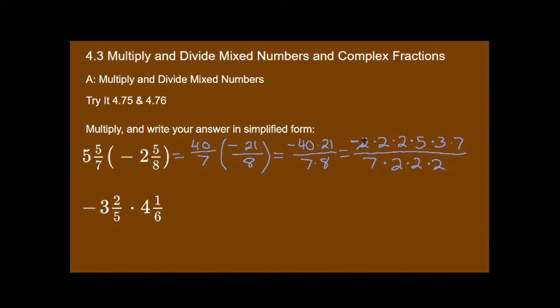So I cancel out one 2 on the top and one 2 on the bottom, right? There has to be a match on the top and the bottom. One 2 on the top, one 2 on the bottom, another 2, another 2. I have a 7 and a 7. And what I'm left with is 15 on the top, 1 on the bottom, which is equal to, oh, and I need that negative too.